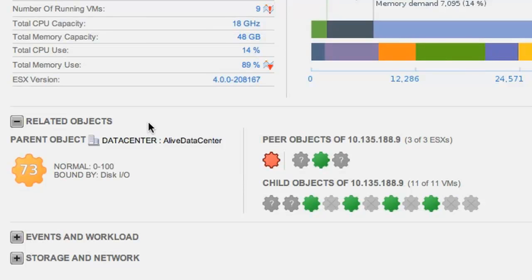The next section is the related objects. You'll notice two subsections here. First, we have information about this object's parent. In this case, it's a data center. And we can see the parent's workload. We can also see the peers of this object. Are other ESX hosts suffering in the same way that this one is? Again, this may be some indication of a population pressure problem, maybe with a shared data store or something. In this case, we don't see that happening. There's only one other host and it's green.